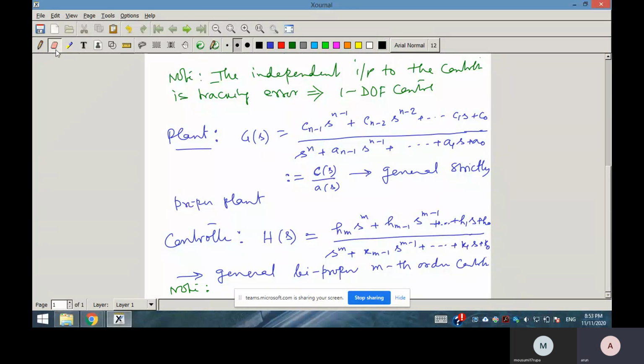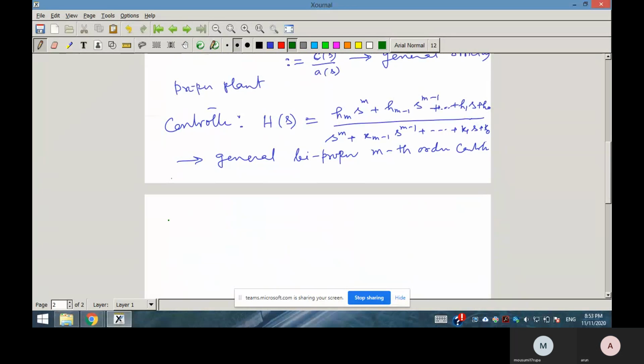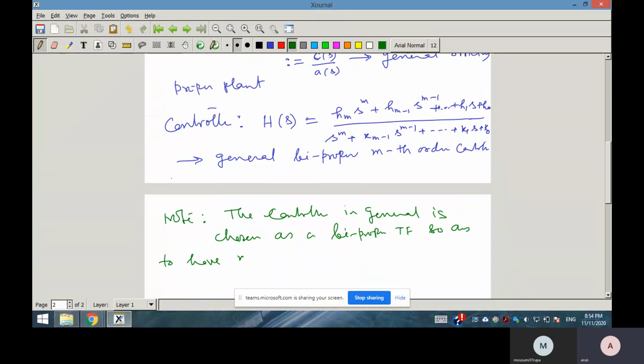Okay, in the next page I will write a note: the controller in general is chosen as a biproper transfer function, so as to have the maximum number of tunable parameters.